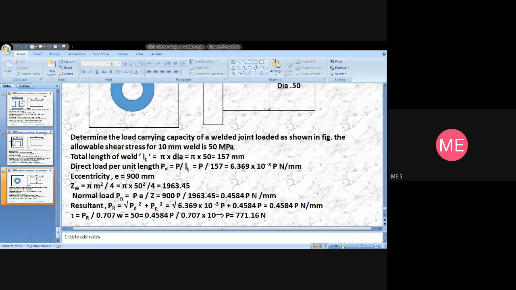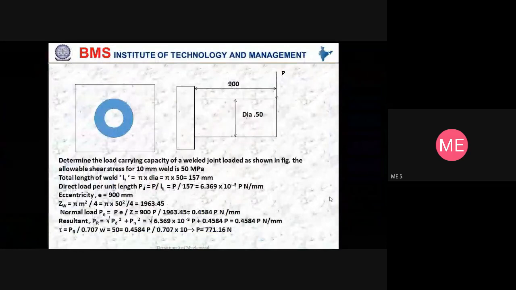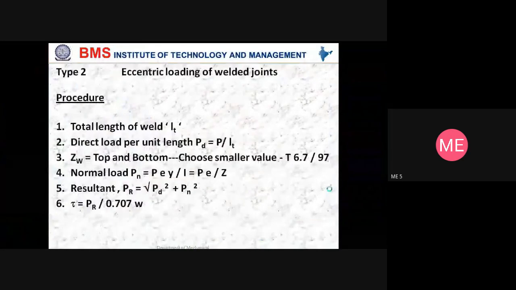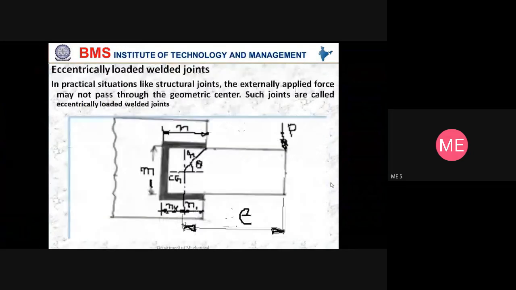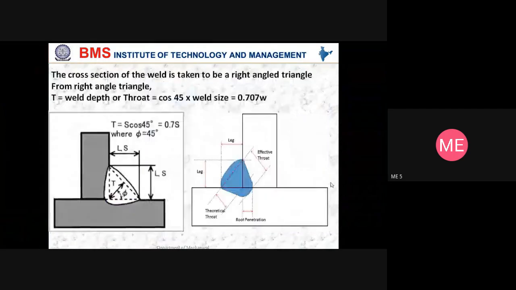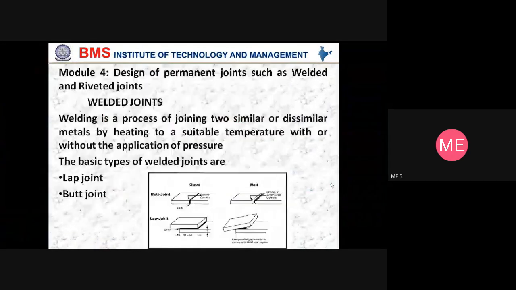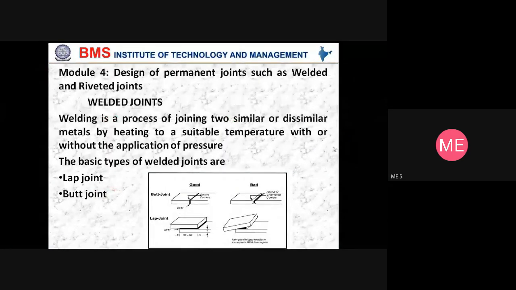So far what we learned in welded joints, I'll just take you through what all that we did right from the beginning. We started off with the definition of welding. It's a process of joining two similar or dissimilar metals by heating to a suitable temperature, that is melting temperature, with or without the application of pressure. And we have two basic types of joints, lap joint and butt joint.